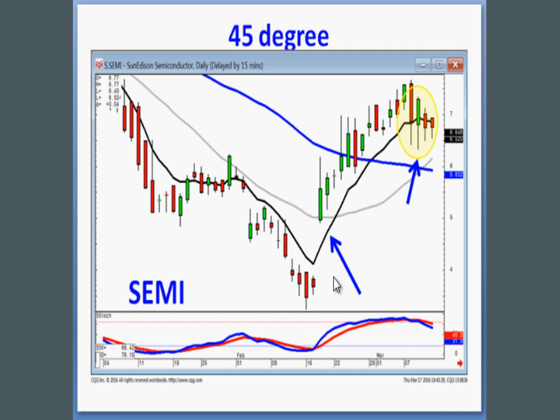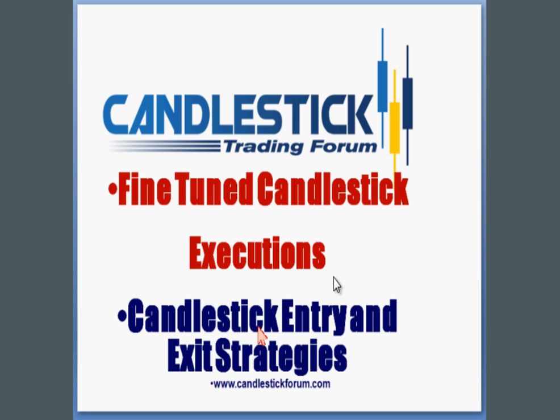If you see that big price move, you know we're going to be in a 45 degree, that's just kind of a steady uptrend, until we see a candlestick sell signal and a close back below the T-line. So that's how we kind of fine-tune our executions using the T-line and the candlestick signals.